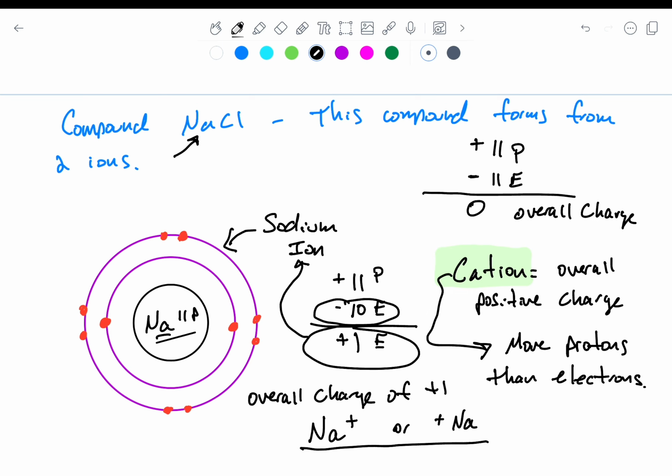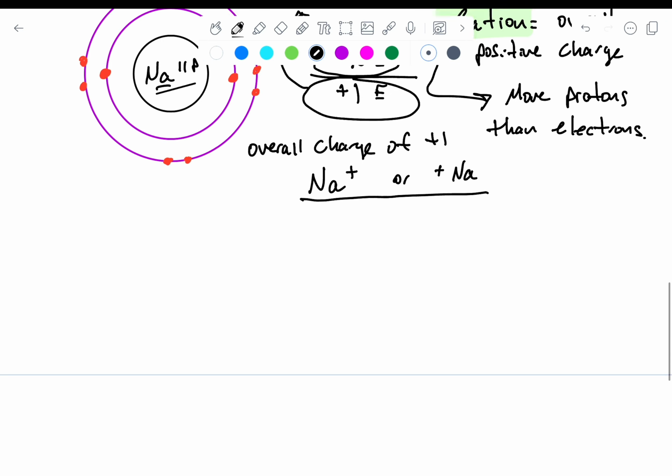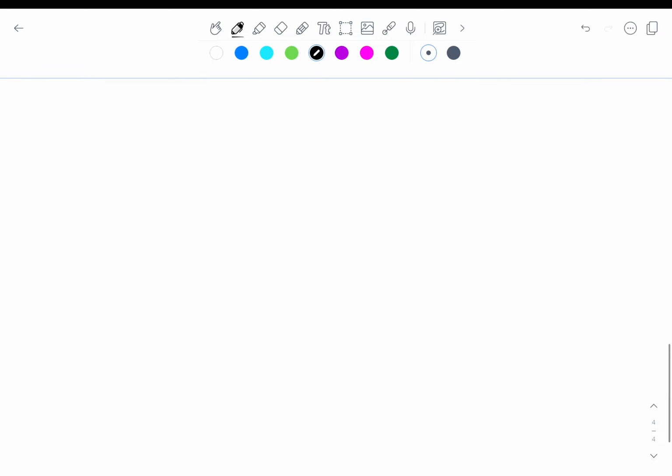So what we have to do now is talk about how chlorine forms, because chlorine is going to be our anion in this compound. So let's go ahead and go to our next page and let's do something similar. Again, we are still dealing with NaCl, our compound, and we're going to do pretty much the same thing. Now, if you recall, this time we are dealing with chlorine. So let's go ahead and draw the nucleus of chlorine.